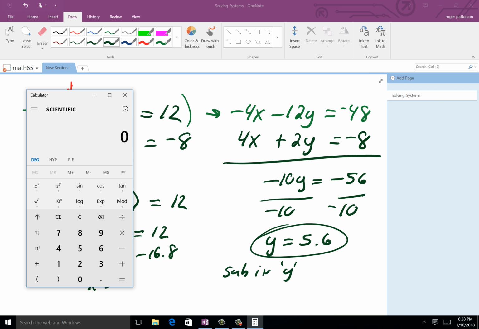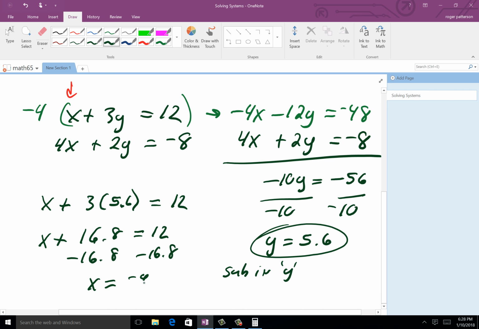What the heck? What is it? Yeah, negative 4.8. Okay, good. There's my point. Okay? So that's what I do. My whole goal is to eliminate a variable. And it doesn't matter which one, you just eliminate it. Alright?